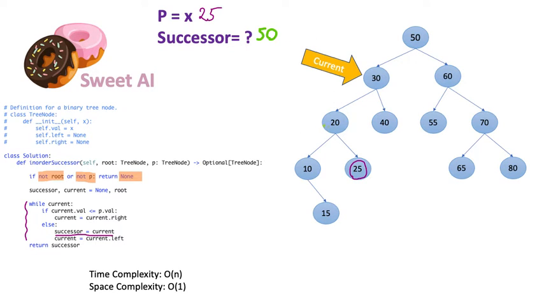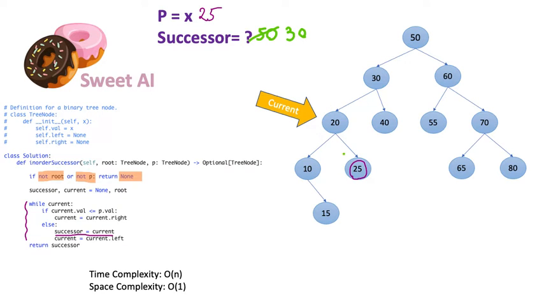And this is bigger, and we update the successor because we know, okay, for sure between the p-value 25 and 50 there is another node which is bigger than 25 but smaller than 50. So we update this to 30, and we move the current pointer to the left side of this node 30, and then we compare 20 and 25. Is 20 smaller than 25? Yes, this is smaller than 25.